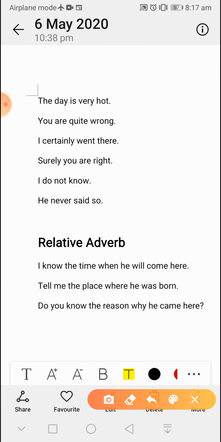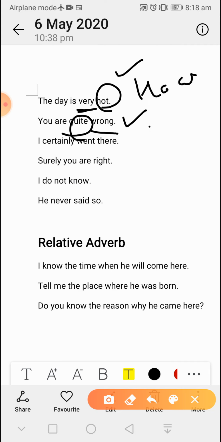Next is: the day is very hot. Hot is an adjective, and here this word very is describing hot. This gives us the answer of extent: how much? You are quite wrong. This quite is describing wrong. How wrong? How much wrong? Quite wrong. So this gives us the answer of how much, the extent, the degree.